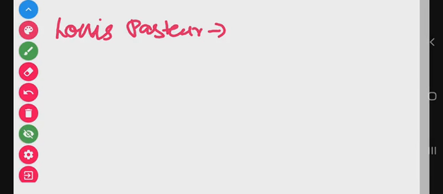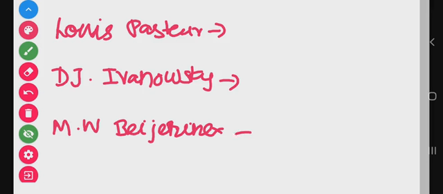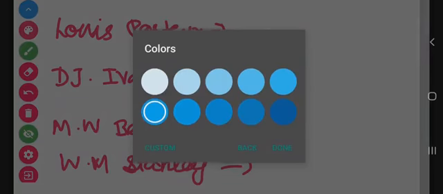First, Louis Pasteur. Second, D.J. Ivanovsky. Third, M.W. Beijerinck. Fourth, W.M. Stanley. These four names are related to viruses, so let's see what work they did.